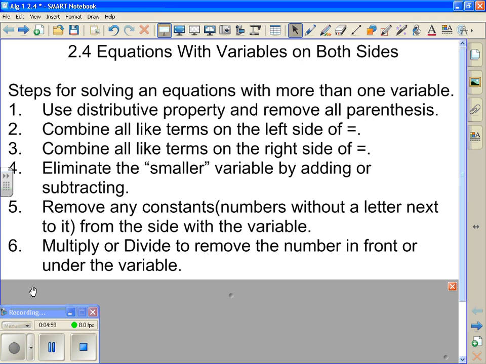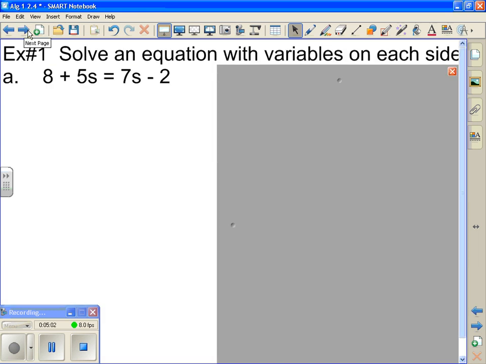Now we're going to move on to the next slide. Okay, here's the first example. 8 plus 5s equals 7s minus 2. Please write this example down. We're going to work this problem together.